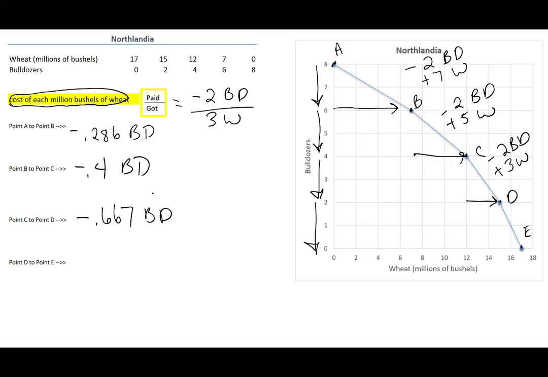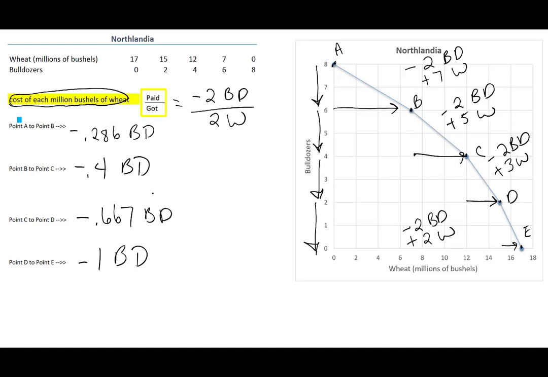Let's figure out what the last production of wheat would cost from D to E. A loss of 2 bulldozers and a gain of 2 million bushels of wheat. We'll put the loss of bulldozers in the numerator and the gain of 2 million bushels of wheat in the denominator. Negative 2 divided by 2 is negative 1 bulldozer. For 1 million bushels of wheat, this economy had to pay 1 bulldozer between points D and E.